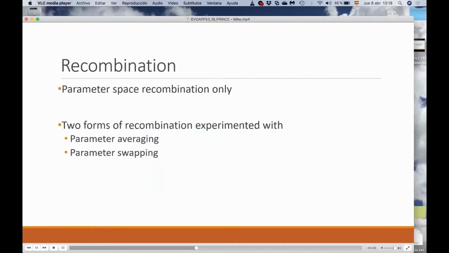Two types of parameter space recombination were also experimented with. After applying the gradient step, parameters were either averaged or combined through masking to create the new child.